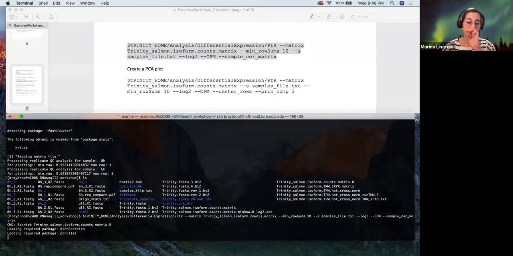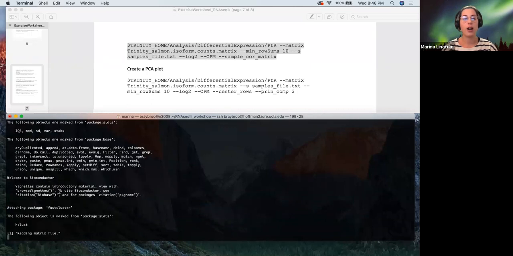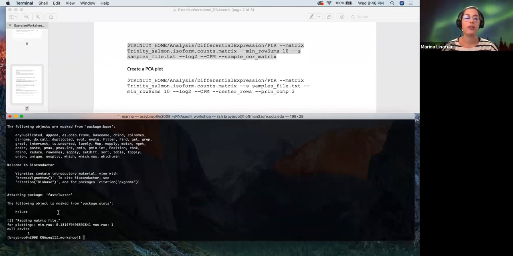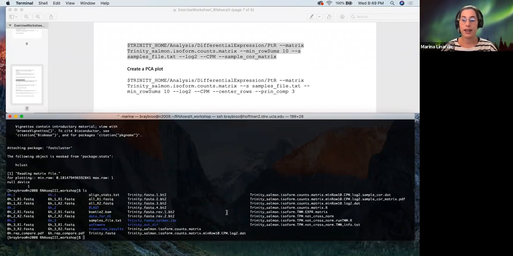If we run that, again, it's going to go into R. It's going to read in the matrix. It's going to give us information. If this null device is here, it means that it worked. We do ls, and now we're going to have some more files here. There is a PDF right here, and also the corresponding tables and data from that.